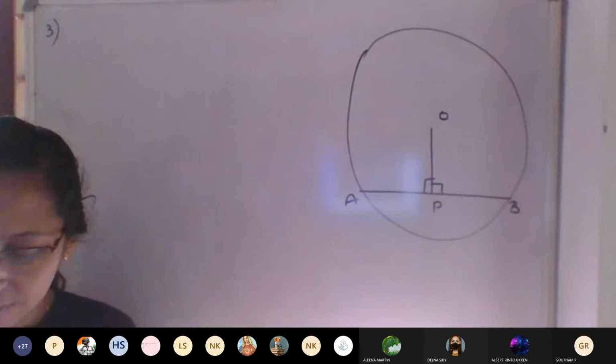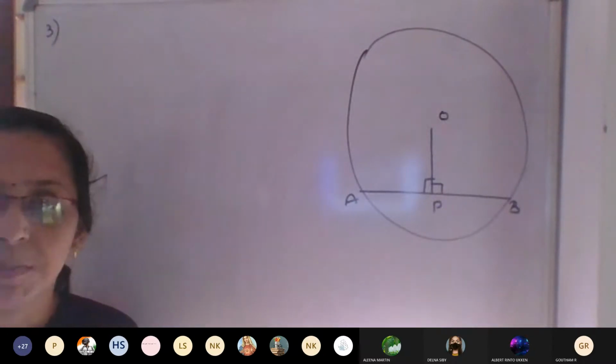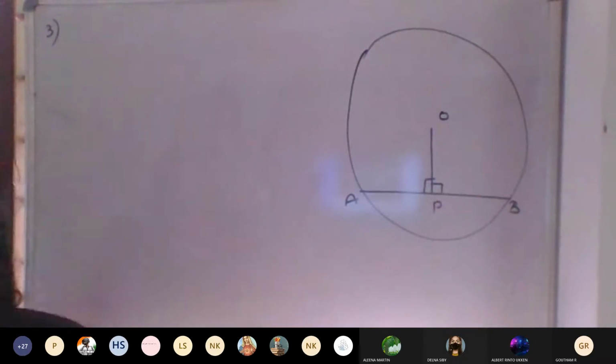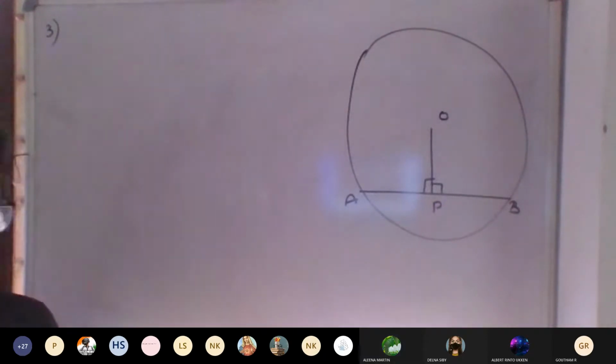Okay. So what are the things given? Completed figure. Figure important. Figure compulsory. Completed. So what are the things given? Tell me what we have to write first. O is the center of the circle. And AB is the chord. Given OP is perpendicular to. What are the things given? Tell me.